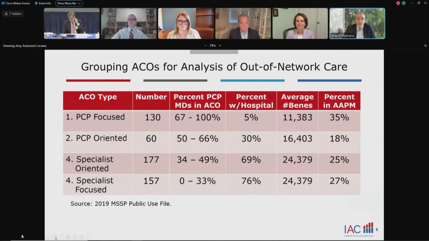Another important point is that a lot of the specialist care provided to ACO patients is provided by non-ACO specialists. And just to give you an illustration, what we did is we took the 2020 ACOs, we broke them into 4 groups, which I'll call PCP-focused, PCP-oriented, specialist-oriented, specialist-focused. You can see the number of groups. And the third column here is the percentage of primary care physicians as a share of total physicians in the ACO. If we could go to the next slide.